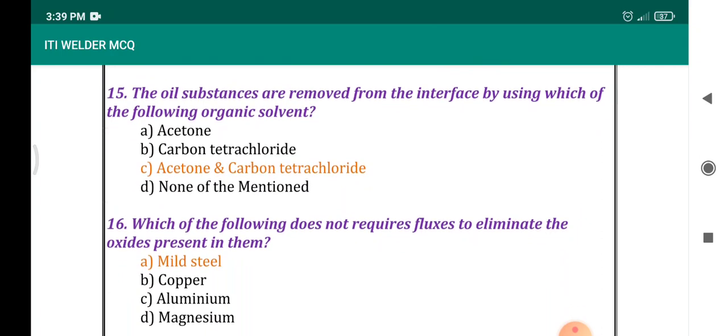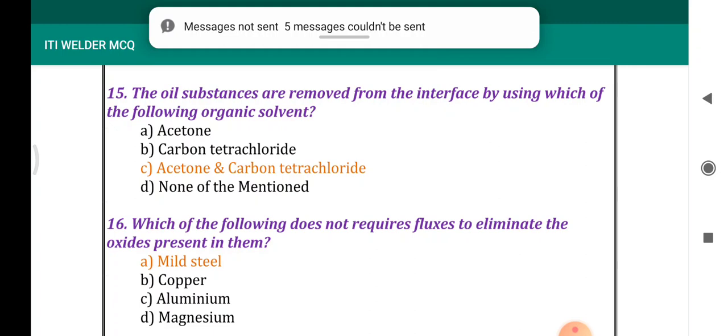The oil substance is removed from the interface by using which of the following organic solvents? For removing oil substance, we will be using acetone and carbon tetrachloride.